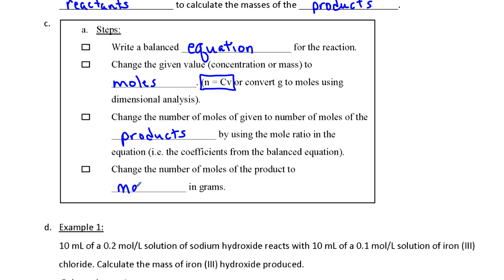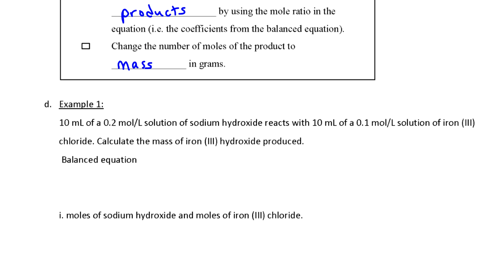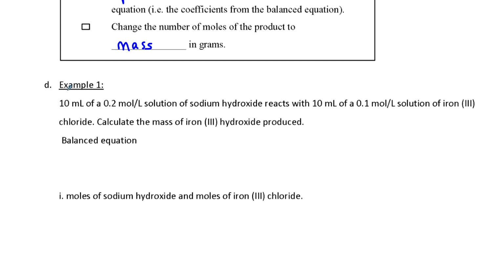in grams. Okay, so steps really don't mean anything unless you apply them to a particular example. So let's do that so that you can see what I'm talking about. So here's an example. We have 10 milliliters of a 0.2 mole per liter solution of sodium hydroxide, and that's reacting with 10 milliliters of a 0.1 mole per liter solution of iron 3 chloride. Calculate the mass of iron 3 hydroxide produced.